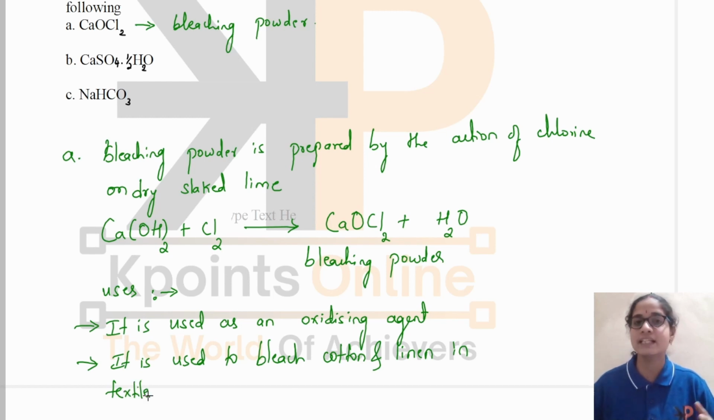After bleaching, there is a shining appearance on the cloths. Because of that, cotton and linen textiles are bleached with bleaching powder.